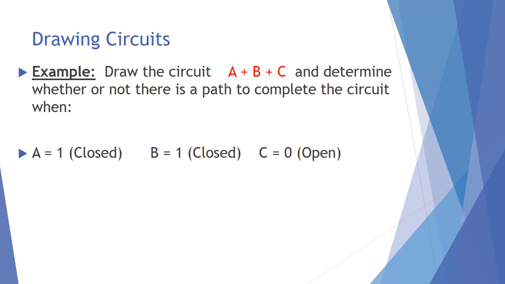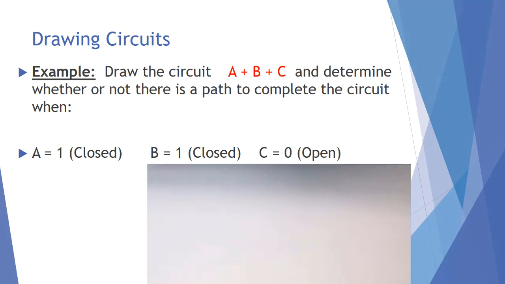Okay, let's take a look at an example here. Let's draw the circuit A plus B plus C. Now that's Boolean algebra. Of course, that means A or B or C. And determine whether or not there's a path to complete the circuit when A is a 1, B is a 1, and C is a 0.